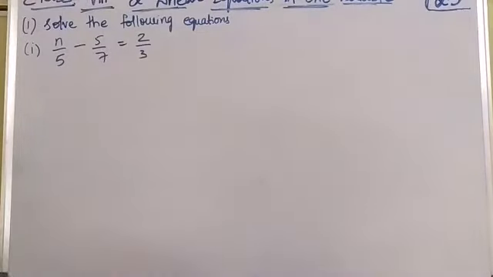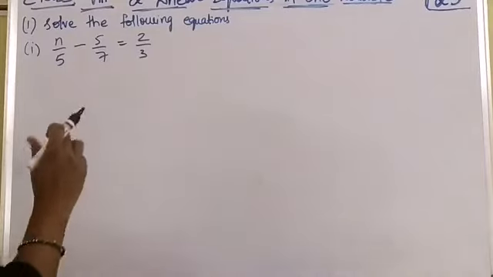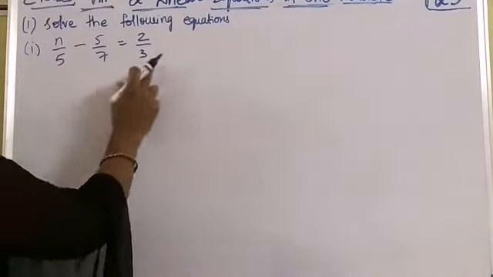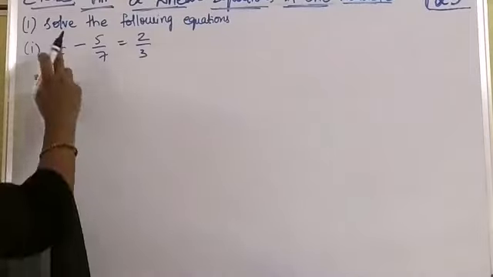In this video I am going to explain exercise 2.5 in Unit 2, linear equations in one variable. In the first question, solve the following equation: n by 5 minus 5 by 7 equal to 2 by 3. Here n is the variable.